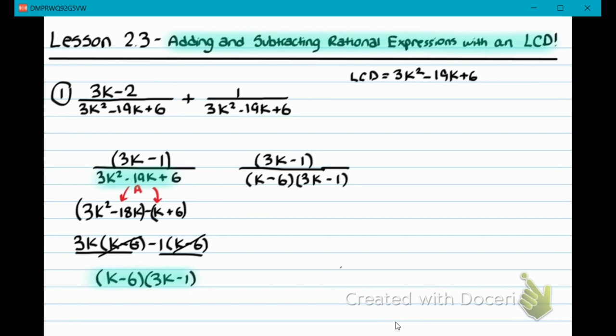And now you just cancel out what's the same. 3k minus 1 cancels out with 3k minus 1. Most important thing to remember, when everything cancels out, either in the numerator or the denominator, there really is a number 1. Okay, it cancels out and becomes 1. So your final answer would be 1 over k minus 6.